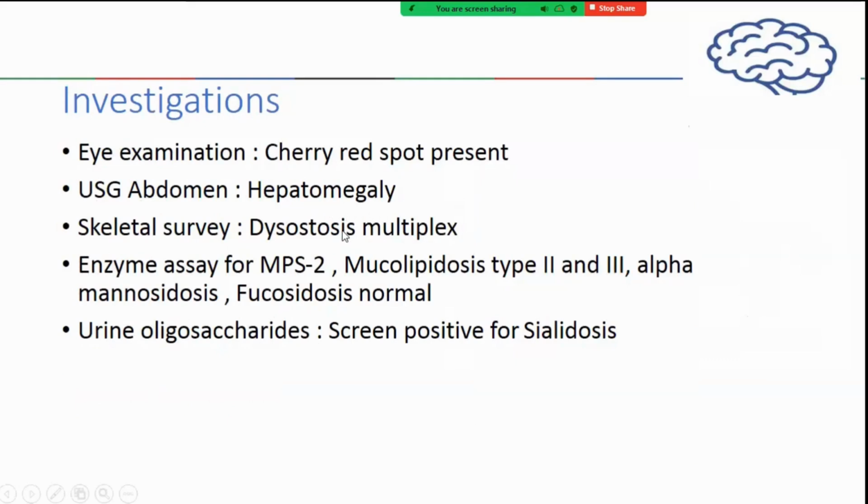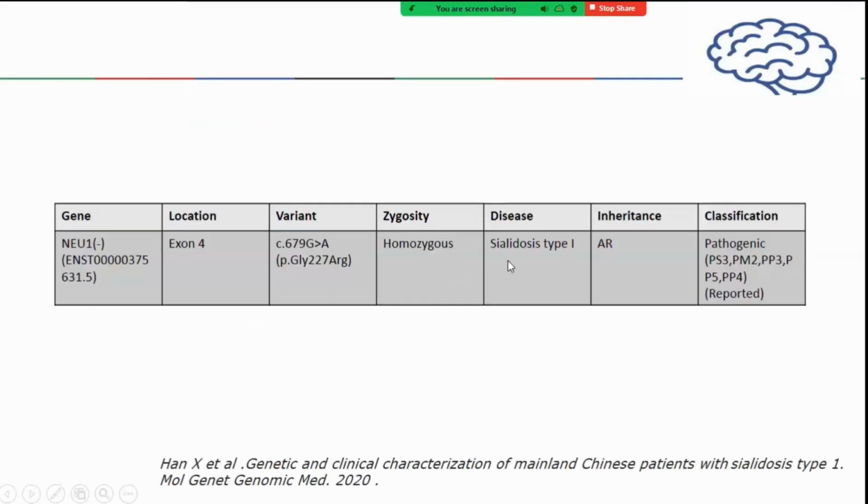On examination, there was hepatomegaly, again dysostosis multiplex. We did multiple enzymes, like serum enzymes for lipidosis, and enzymes for fucosidosis, mannosidosis, MPS2. The urine oligosaccharide screen was positive and suggestive of sialidosis. And then on molecular studies, it actually turned out to be sialidosis. So here, an important clue is the cherry red spot in the macula, with findings which are suggestive of storage, coarseness of facies and organomegaly. And this was a child of sialidosis.